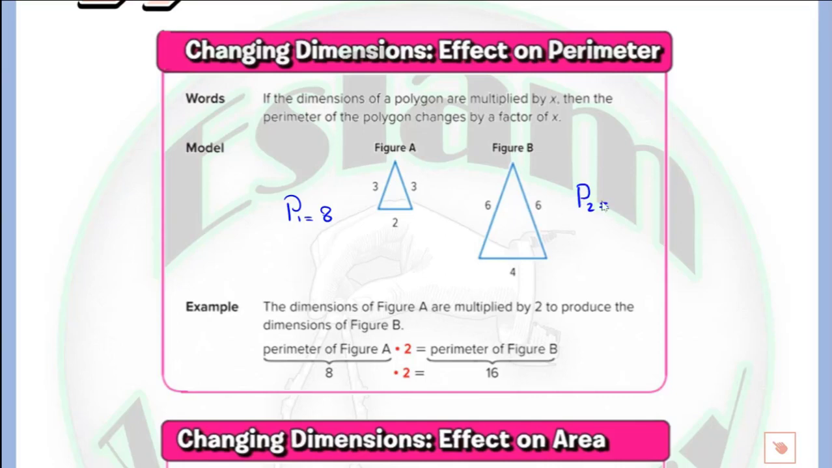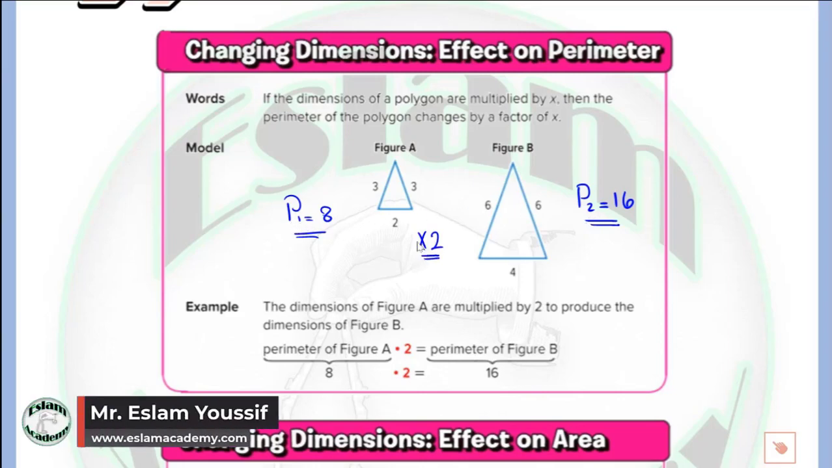To find the perimeter, we just need to add all of the sides. 6 and 6 equals 12, plus 4 equals 16. You will find that the relation between perimeter number 1 and perimeter number 2 is that you multiply by 2. Perimeter number 2 equals perimeter number 1 multiplied by 2.